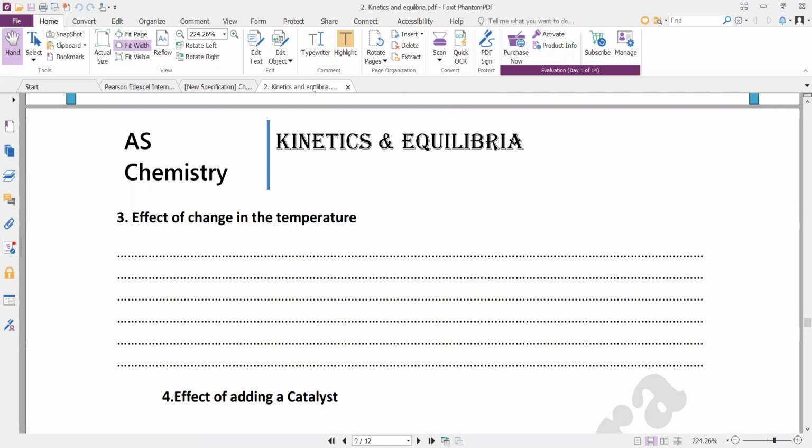If the temperature of an equilibrium mixture is raised, the rates of both forward and backward reactions will increase.